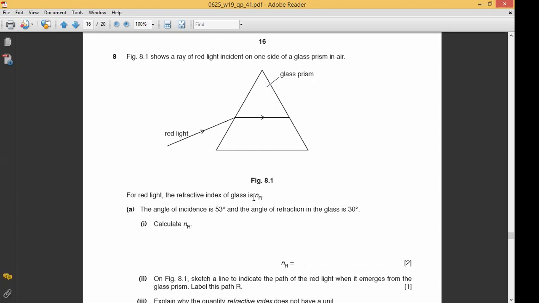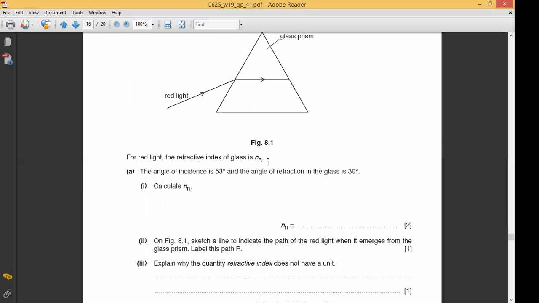So for red light, the refractive index is n_R. The angle of incidence is 53 and the angle of refraction is 30. Calculate the refractive index of red. I think I've told you guys about this before. So can you tell me how to calculate the refractive index? It's sine i over sine r. Exactly. Sorry, that should be small r, not big R.